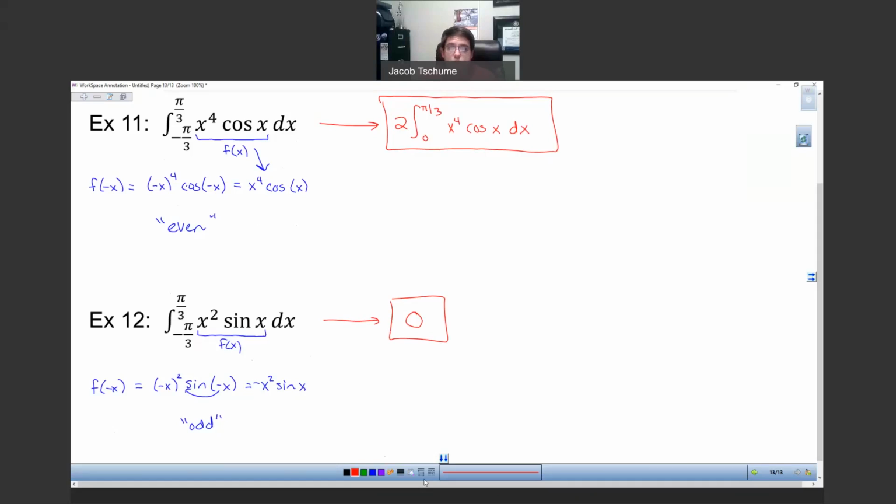In the next video, we will start chapter 6. We're going to talk about how you find the area if you've got multiple curves on the same graph and you need to find the area between them. And that will be the beginning of chapter 6.